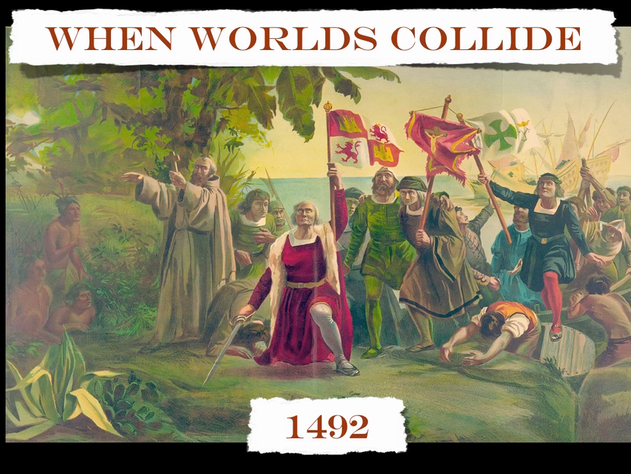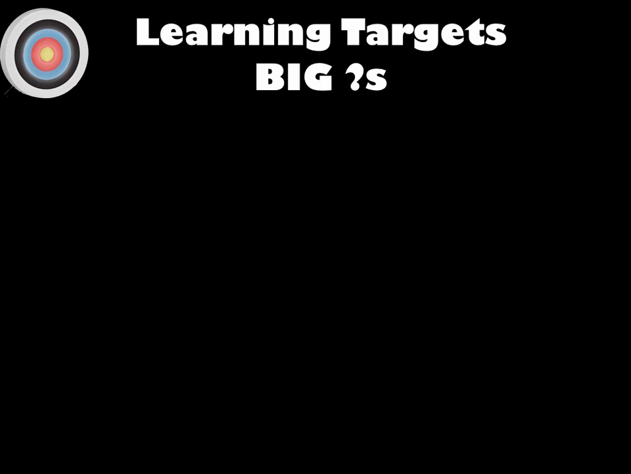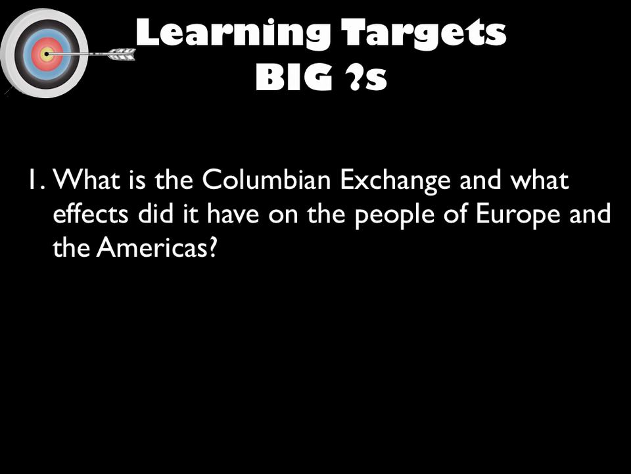We asked the question, why 1492? What was so different about the world in 1492 that allowed Columbus to claim success, where others before him, like the Vikings, had failed? In this video, we will be learning about the impact of Columbus's voyages. We will be asking the big question, what is the Columbian Exchange, and what effect did it have on peoples all over the world, especially people in Europe and the Americas?